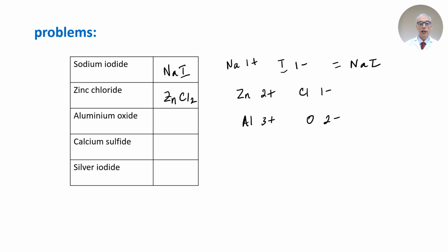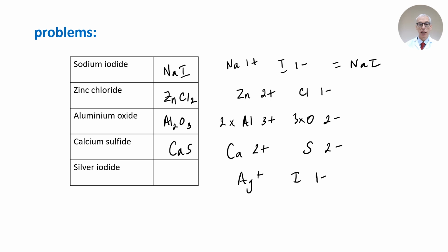So if we multiply 2 times aluminium and 3 times oxygen, that'll come to plus 6 and minus 6. So Al2O3. Calcium is in group 2, so it's a 2 plus ion. Sulfide is in group 6, a 2 minus ion, so it's a simple one. Calcium sulfide. And silver iodide. Silver is the exceptional transition metal. It's just a 1 plus ion. Iodide is in group 7. It's 1 minus. So we need 1 silver and 1 iodide to sum to 0.